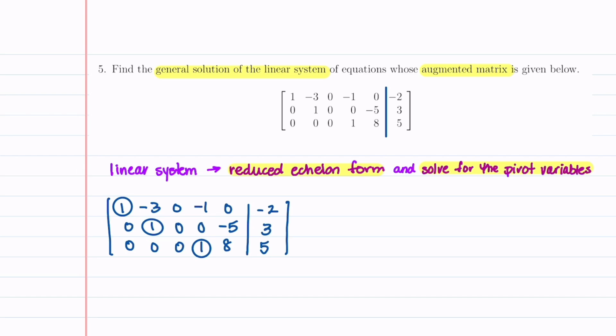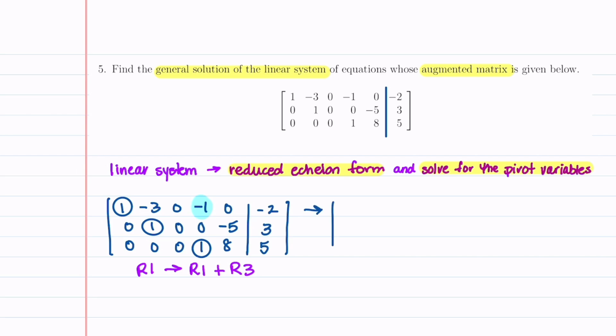The entry that we have to get equal to 0 is that one right there. To do that, the row operation we're going to use is to take row 1 and replace it with row 1 plus row 3. Let's go ahead and do that.